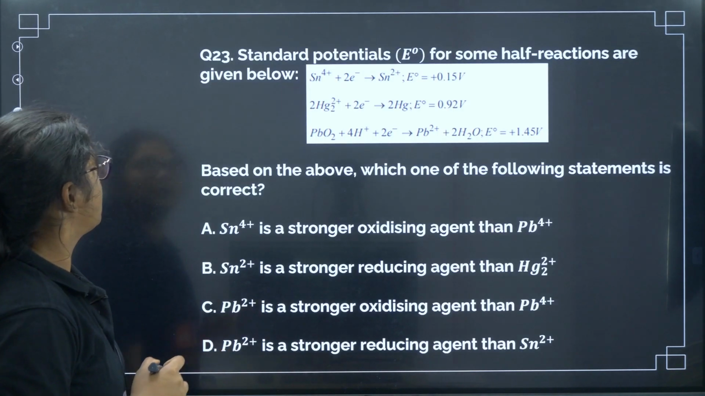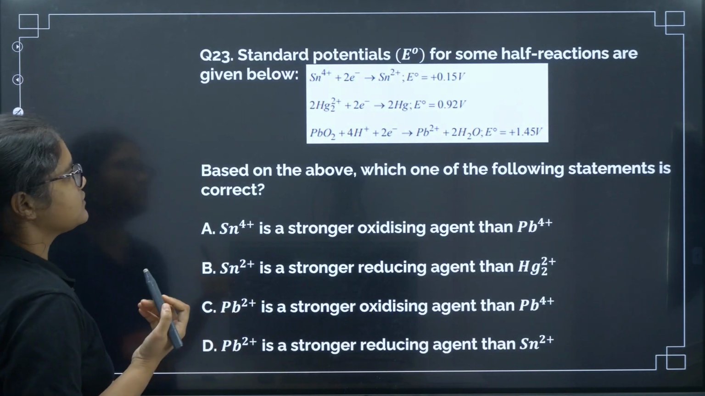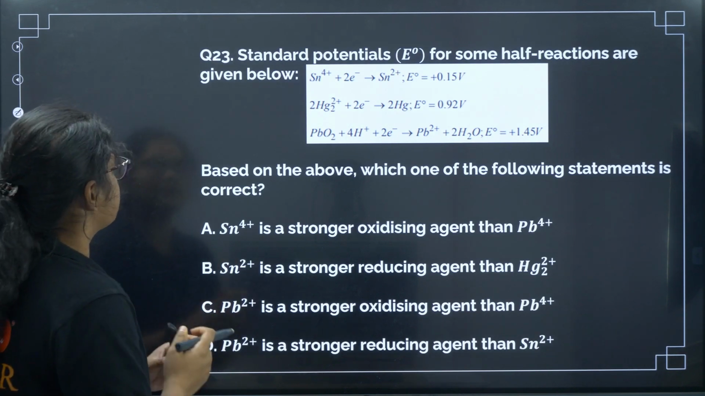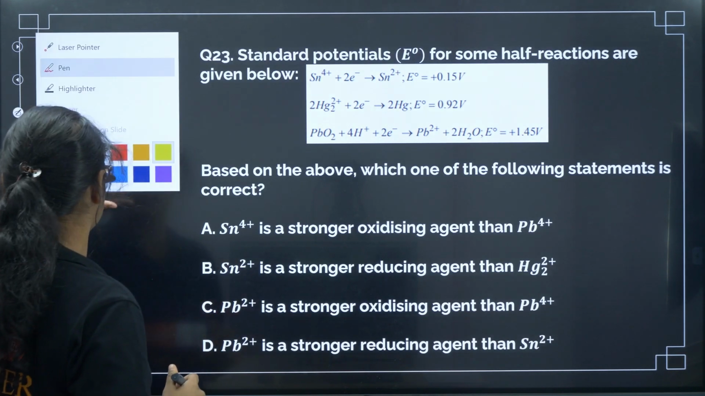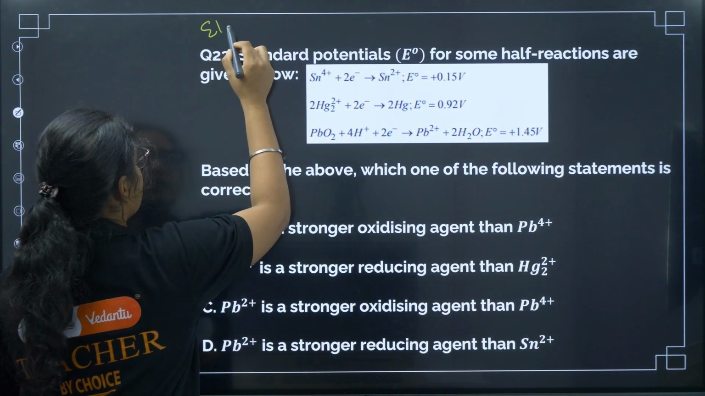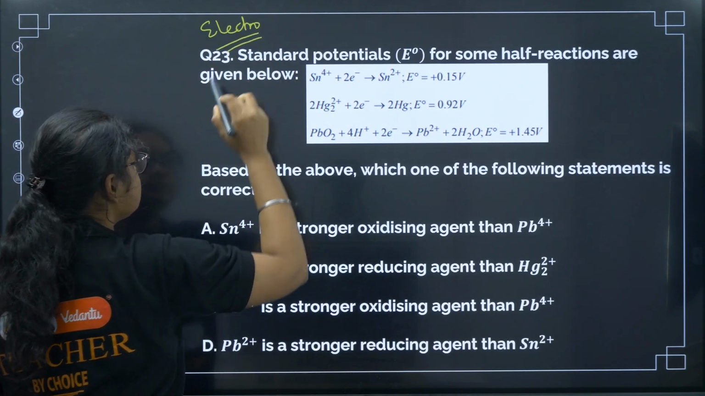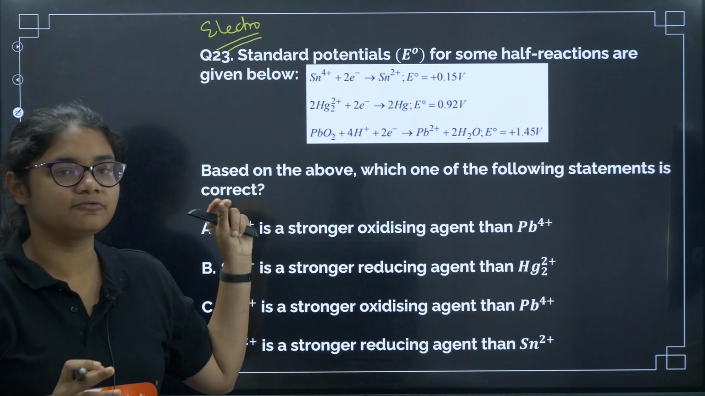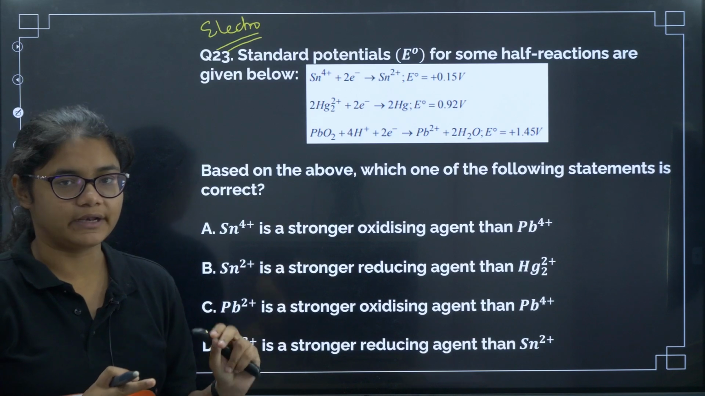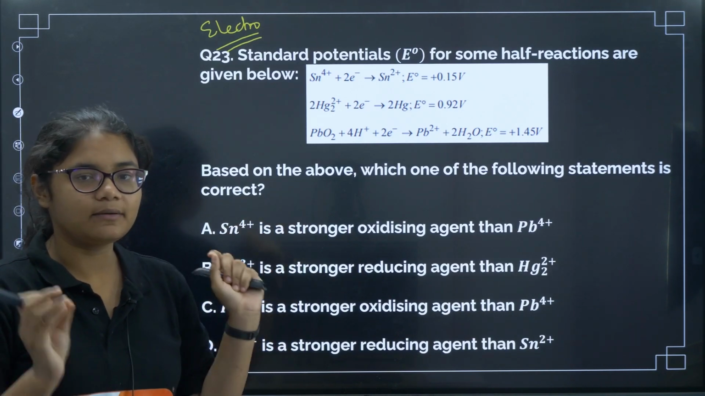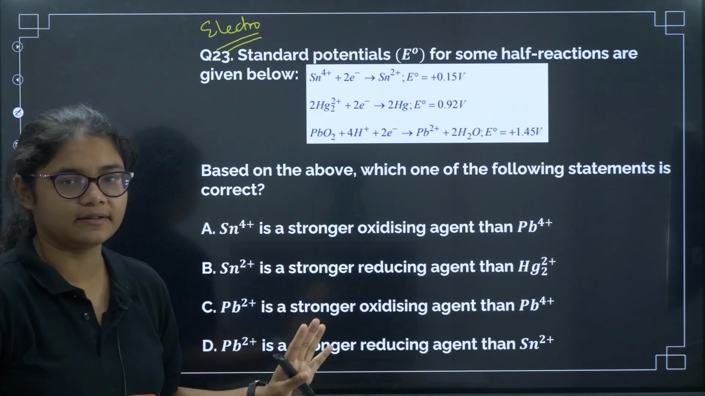The next question has come: standard electrode potentials for some half cell reactions are given below. Okay, so this question is from electrochemistry and is a very important question. You must focus on this question while solving it. There is no calculation, but you have to think 2 times before attempting this question.